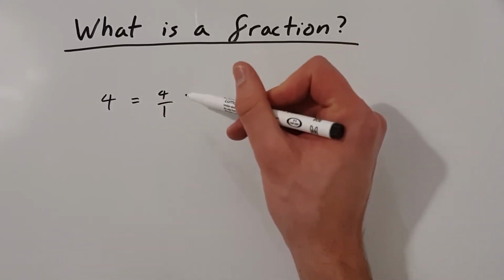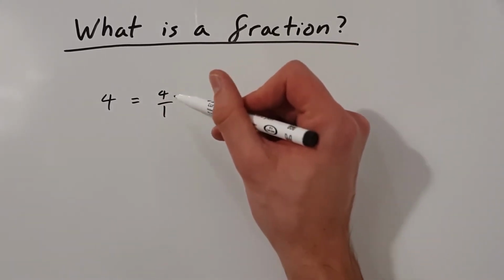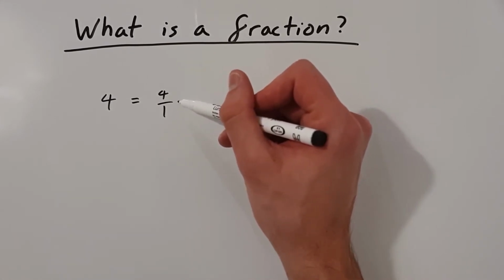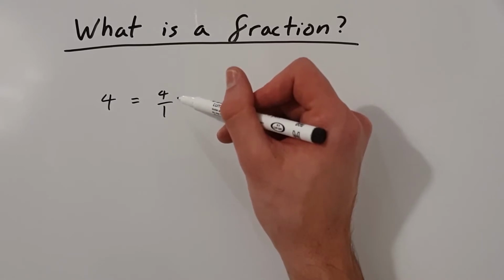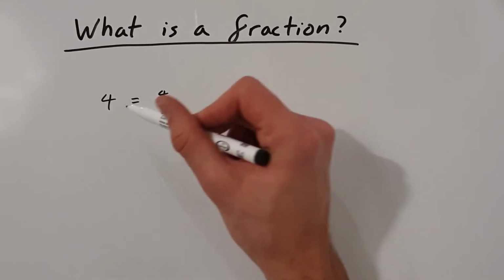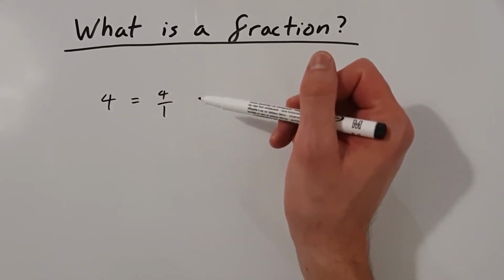And let's think about what we've actually written here. So we've written 4 over 1 as a fraction. And if you notice, this line is actually the divide symbol. So what we're actually saying is 4 divided by 1. And of course, 4 divided into 1s is just whole 4.